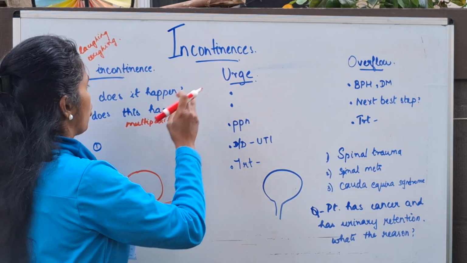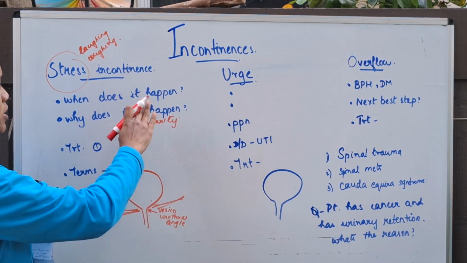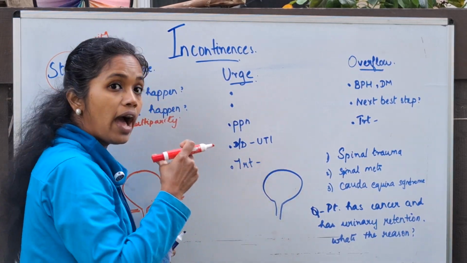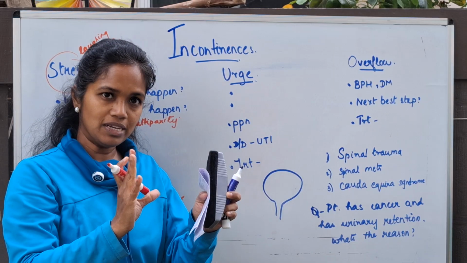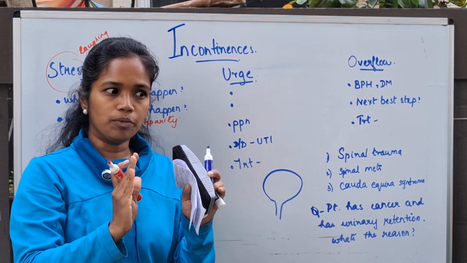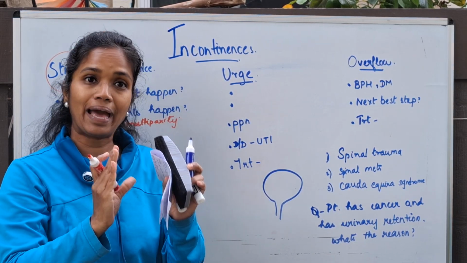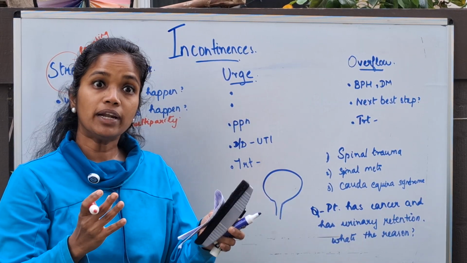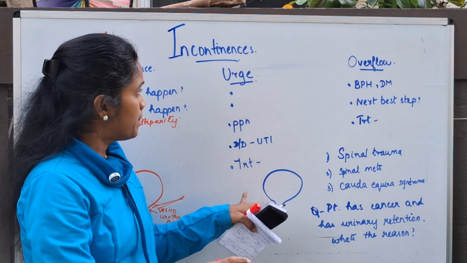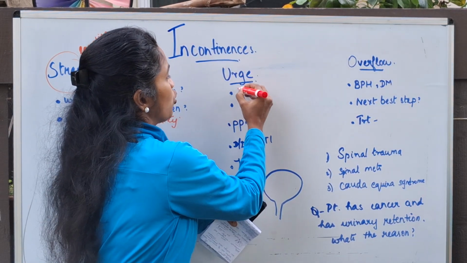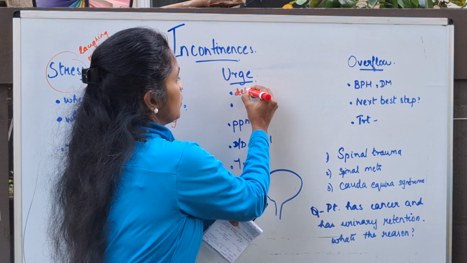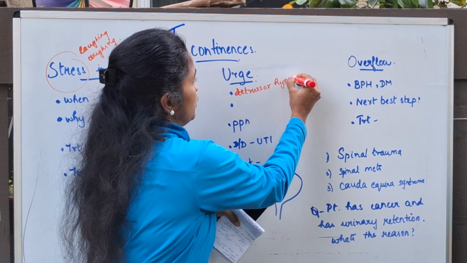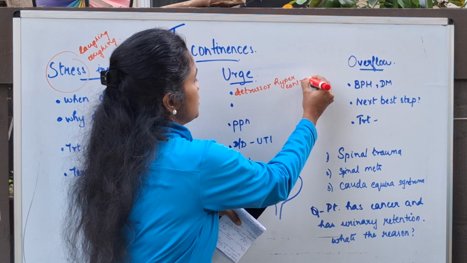What about urge incontinence? When does urge incontinence happen and why? Urge incontinence happens when there is detrusor hyperactivity. The detrusor muscle is supposed to be in a normal, balanced state. That is, it should not be contracting always and it should not be relaxing always. But if it is in a contractile state, that results in detrusor urge incontinence. Detrusor hypercontractility happens in urge incontinence.